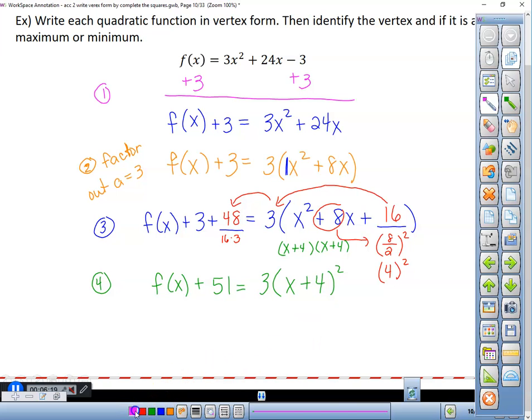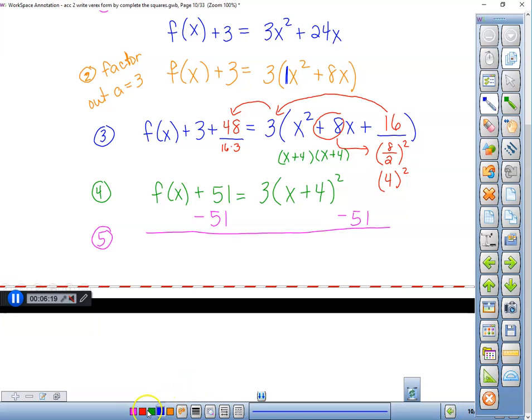We are almost there. We have one more step, and that is to undo this addition. So we're going to subtract 51 from both sides. And that's going to become our k value. So our vertex form is going to be f(x) equals 3 times in parentheses (x + 4) quantity squared minus 51.